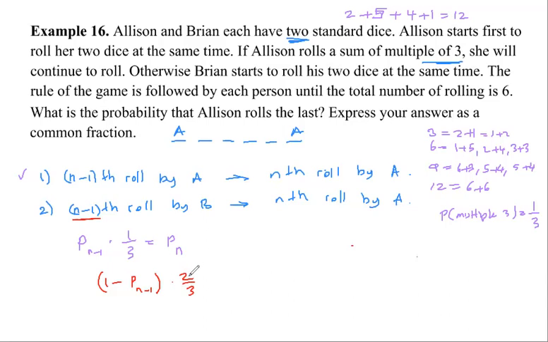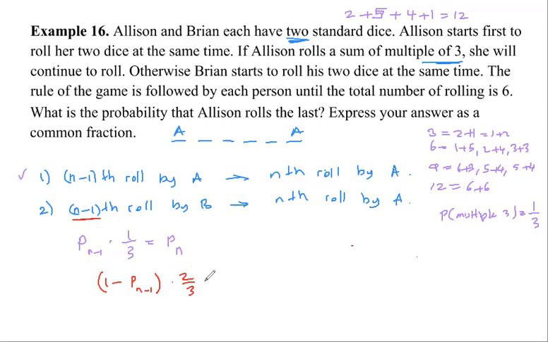This 2/3 is losing, so Brian will lose on the n-1 roll. Brian and Allison have the same condition, they follow the same rule. Brian should lose in the previous turn, and then the next turn is done by Allison. That's what it means that the rule of the game is followed by each person. So the question is now, what should we do now?